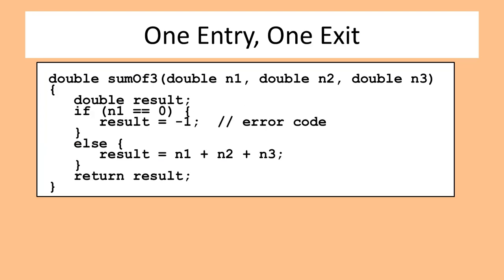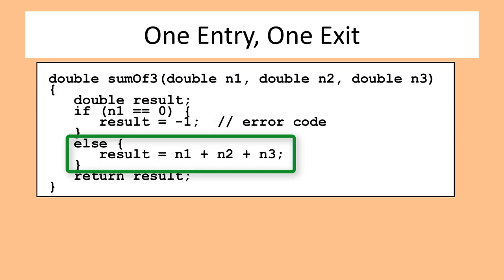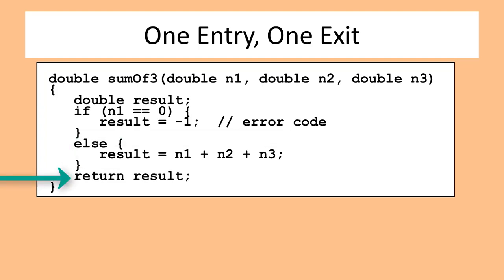Here is a better way. There is only one return statement, and it is at the end of the block of code for the function. If n1 is a 0, the variable named result is set to a negative 1 to indicate an error, and the rest of the code in the function is skipped. Else, if n1 was not a 0, the rest of the code is executed. In either case, the function returns the variable result at the bottom of the function.